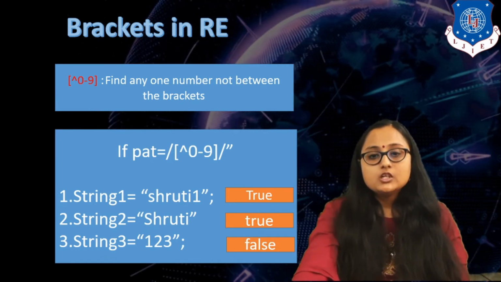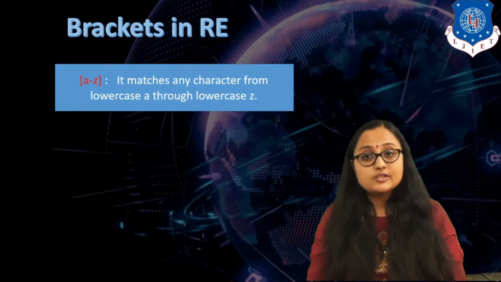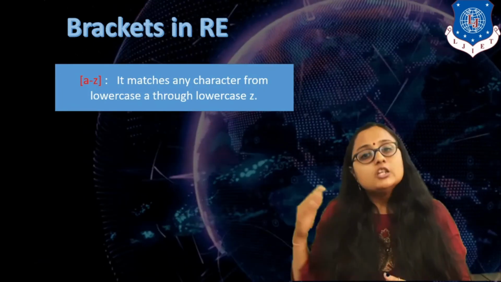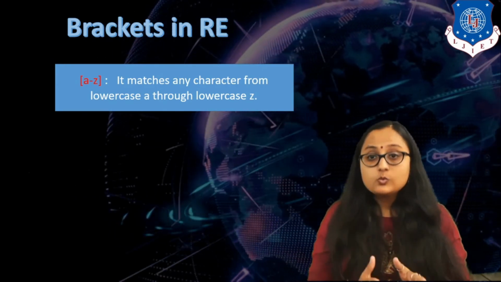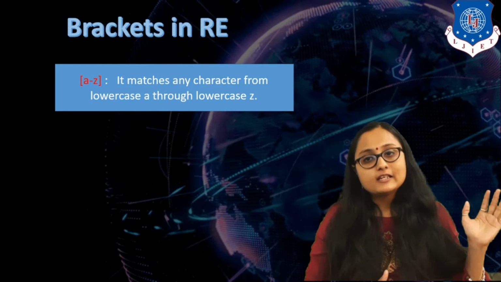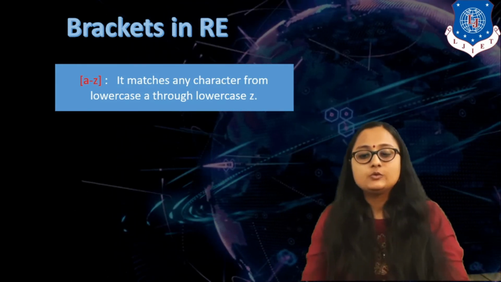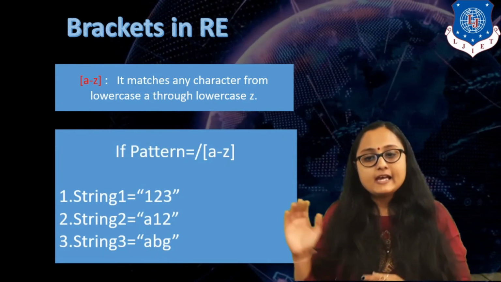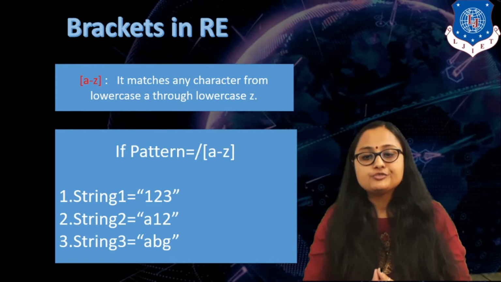The next bracket in regular expression is this range, that is a to z. Here you can see the range is a to z, that is lowercase a to lowercase z. So it matches all the lowercase alphabets starting from a to z. So if I have this pattern a to z, which are the strings which are valid according to this pattern?